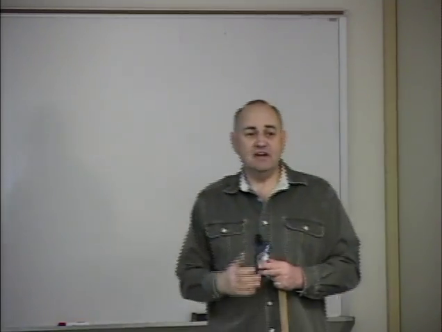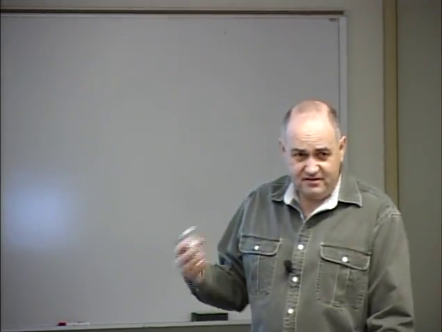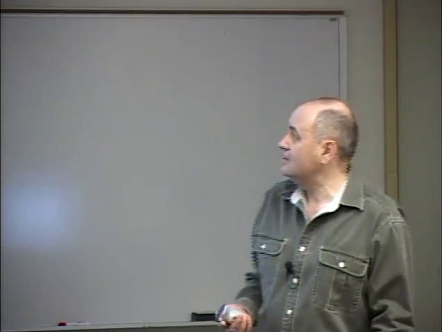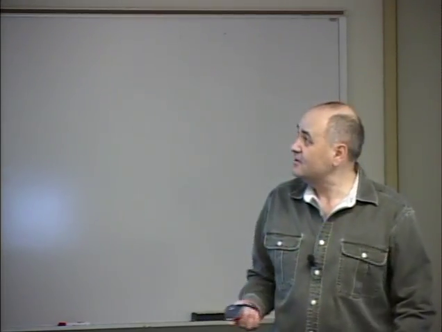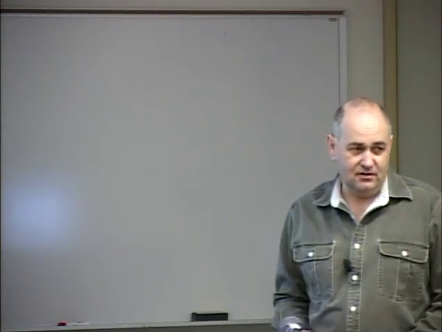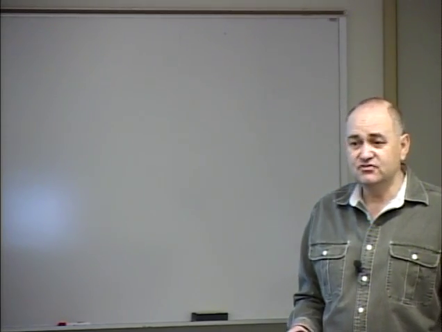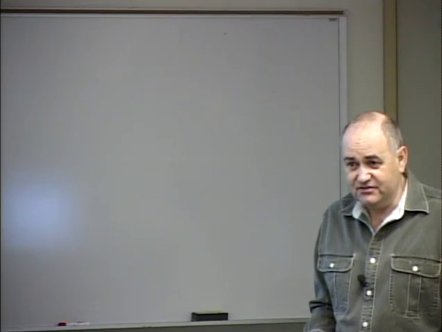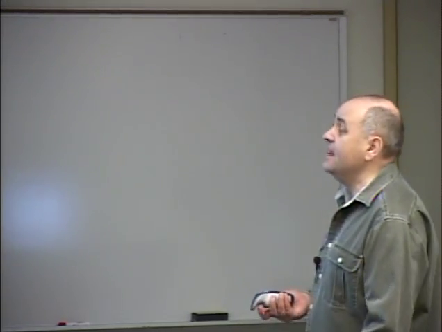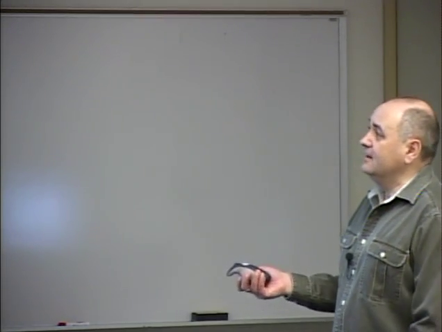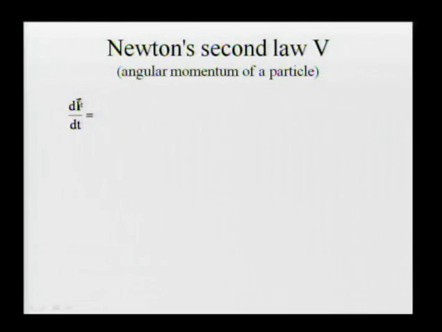Newton's second law relates them. For a particle, therefore, we can derive a fifth version of Newton's second law. It is for the angular momentum of a particle. However, you will never use this version for particles. It doesn't make sense. It's better to use the regular one. However, formally, let's now take a look at the rate at which angular momentum is changing.